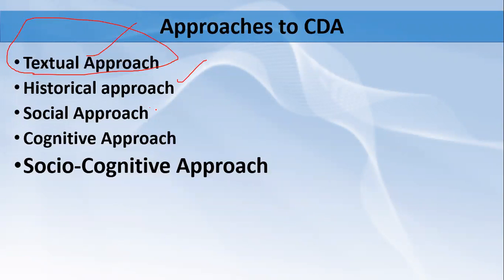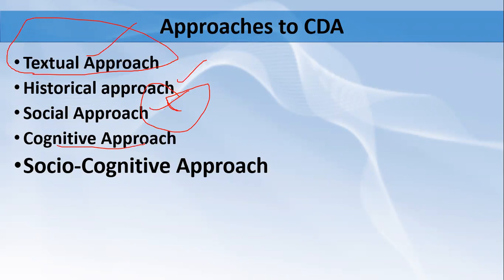In the social approach, which we discussed in the previous class, if you remember, Norman Fairclough, according to him, text should be analyzed and explained in terms of the socio-cultural situation in which the text has been produced.